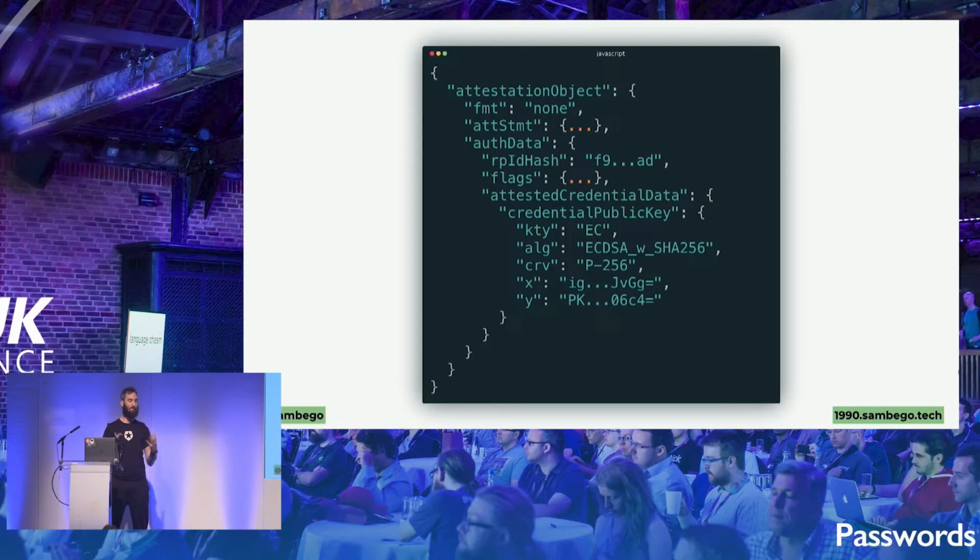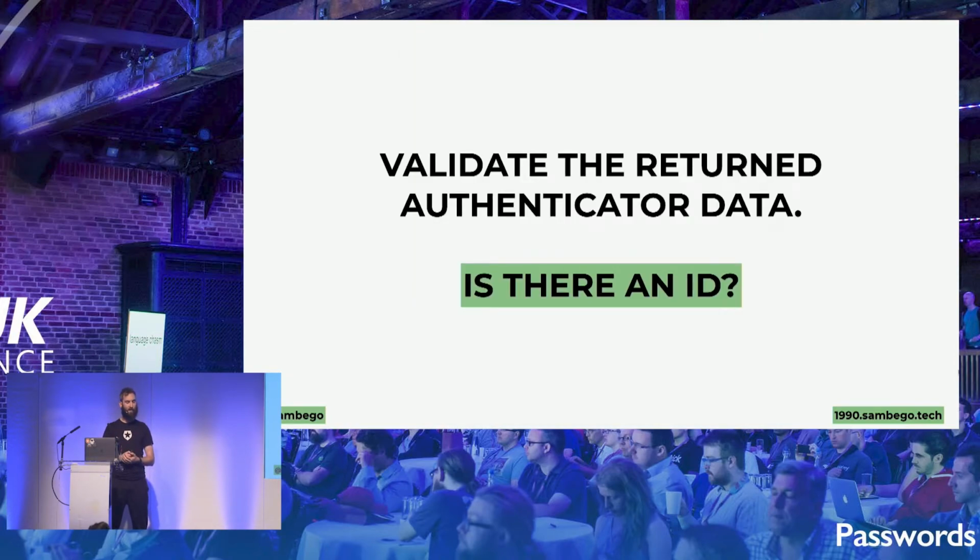It also contains a bunch of other things like flags. Did the user verify themselves? Did the user verify that it's themselves, not just the presence check, but also a user identity check, and things like that. So when you validate the returned authenticated data, the first thing you're going to do is check, is there a key ID? Because if there's no key ID, you cannot use that key the next time the user comes back.